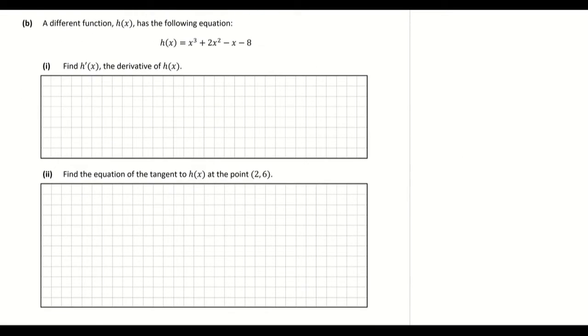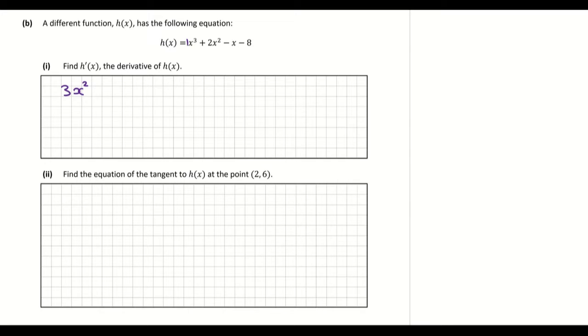Part B. A different function, h of x, has the following equation. Find h dash of x. So this is differentiation, the derivative of h of x. So we multiply the power by the number in front of the x. So there's a 1 in front of that x cubed. So 3x, reduce the power by 1, so 3x squared.